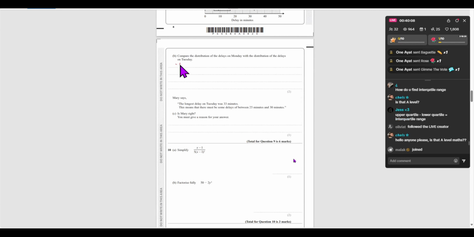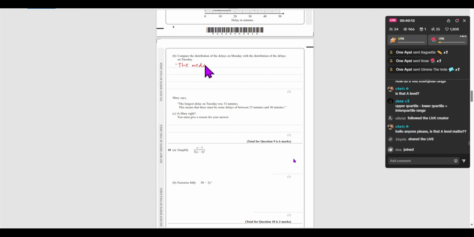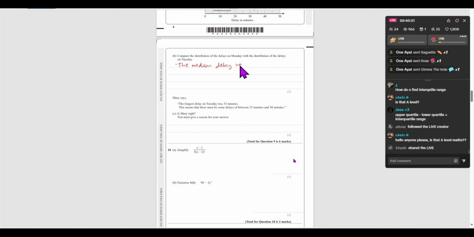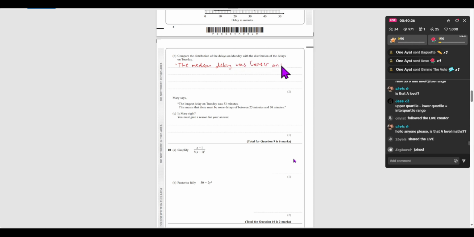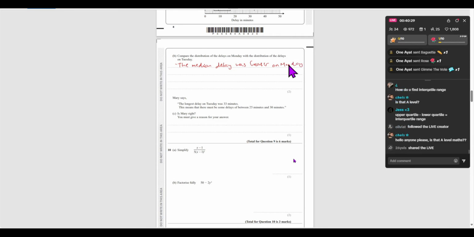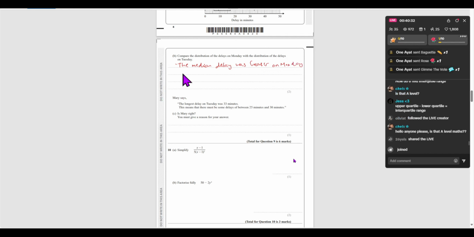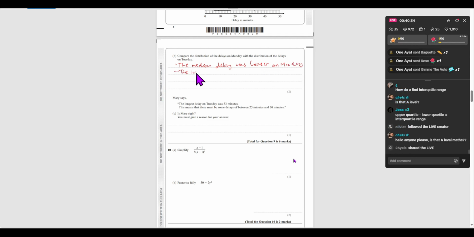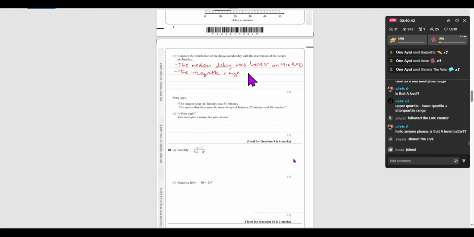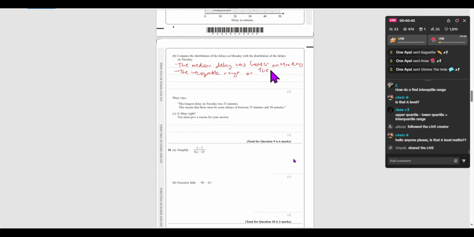So the median delay, this is not A-level maths, this is GCSE higher. The median delay was greater on Monday, and the interquartile range on Tuesday was lower.